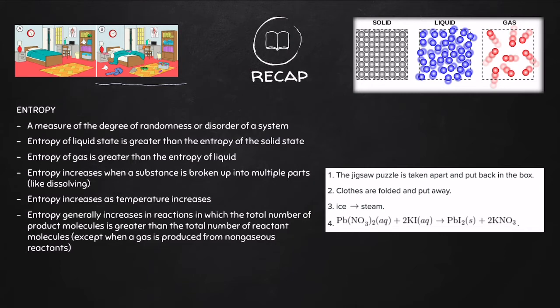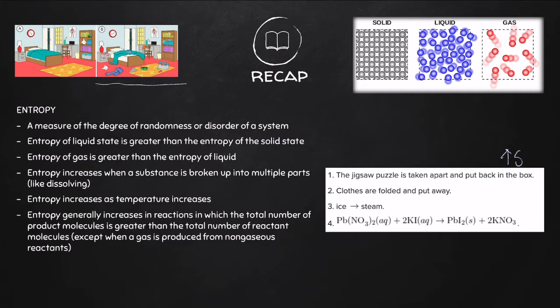So just quickly to recap as well, we've got 4 scenarios over here. Let's have a look to see which ones have increasing or decreasing entropy. So a jigsaw puzzle, we take it apart and put it back in the box. So we have an increase in entropy in that case. We have a nice ordered jigsaw puzzle. We break it up into multiple pieces and create disorder.